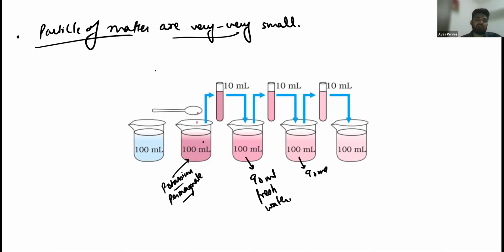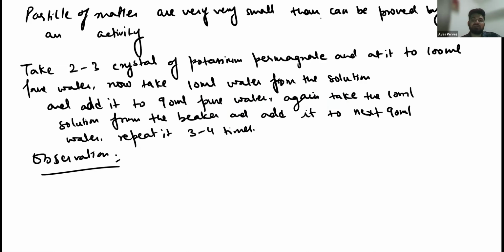So we are just writing here: this activity shows particles of matter are very, very small. This can be proved by an activity, that is, take 2 to 3 crystals of potassium permanganate and add them to 100 ml of pure water. Now take 10 ml of water from the solution and add it to the next 90 ml of pure water. Now take again 10 ml from the previous beaker and add it to the next 90 ml of fresh water. Repeat this 3 to 4 times.